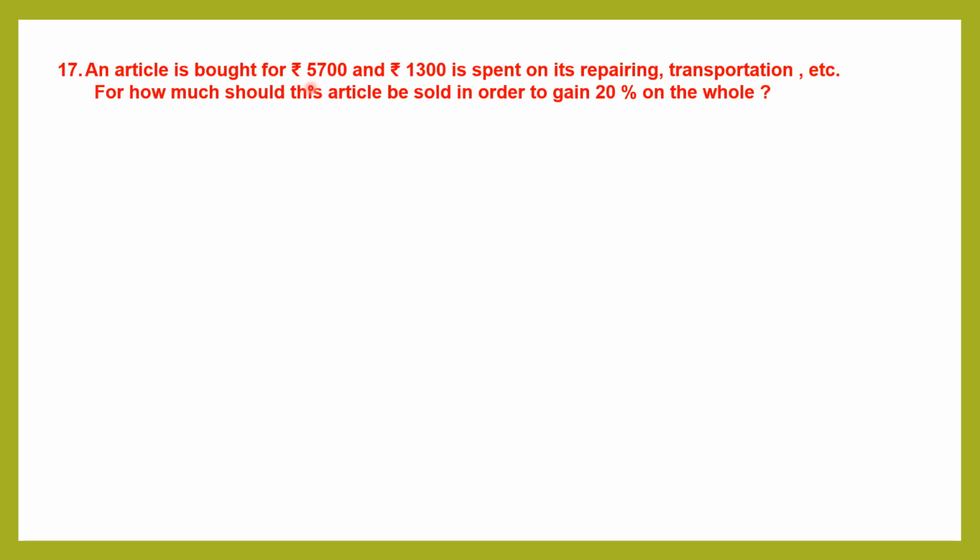So to find the total cost price, we have to add up the cost price plus the overhead expenses. So let's begin by saying cost price of an article is 5,700 rupees, which is given to us.